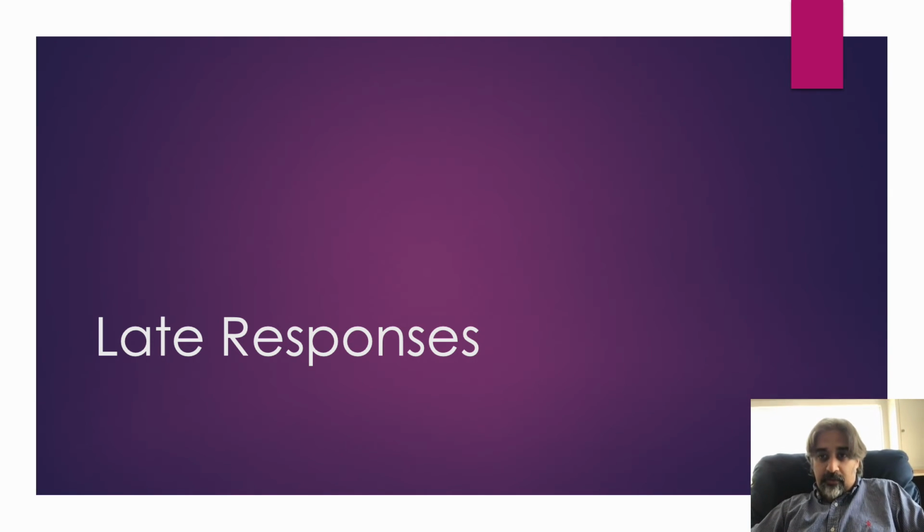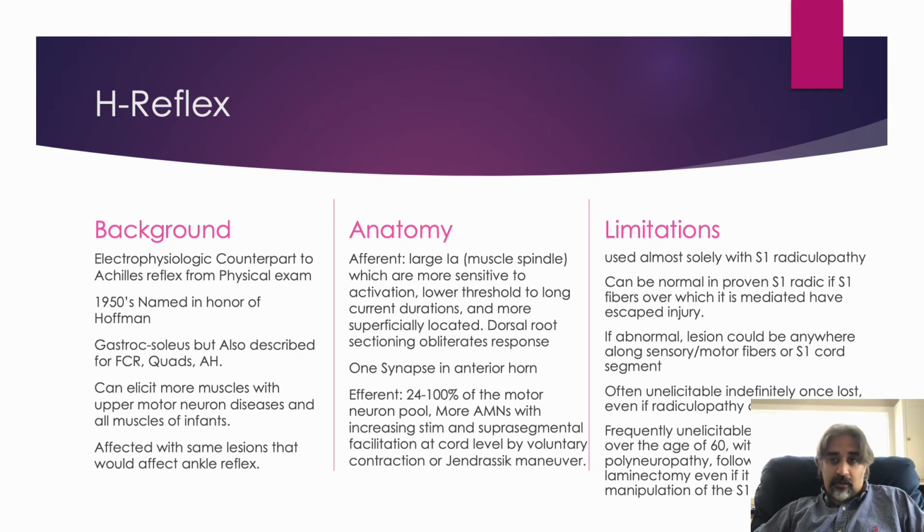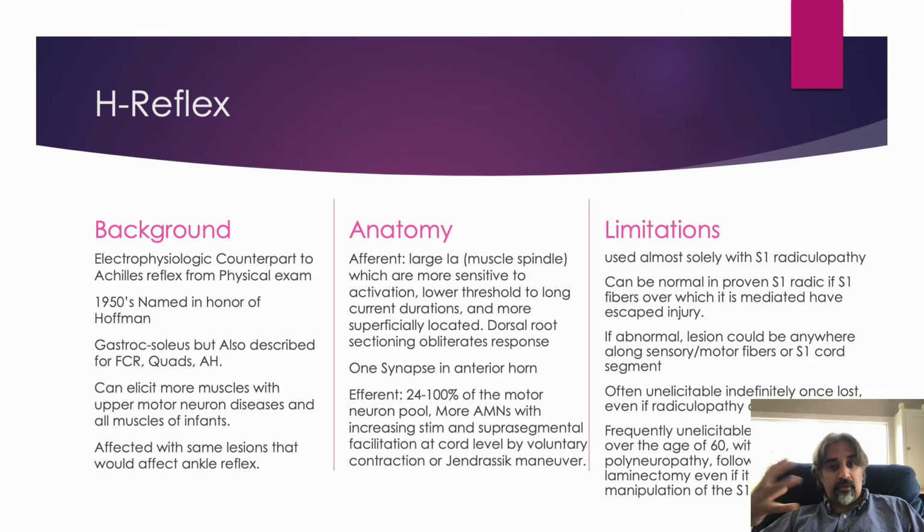So we move on to the late responses. These are also known as the delayed responses. These are the H reflex, the F wave. So the H reflex is basically the electrophysiologic version of the Achilles reflex. When we tap on the Achilles tendon, if you looked at that electrically, that's the H reflex. It's the gastroc soleus muscle that's usually checked, the tibial nerve. You can do it in the flexor carpi radialis. You can also, it's been shown in the quads, but mainly the H reflex is looked at in the gastroc soleus. And if you have a board question, it's going to be soleus.